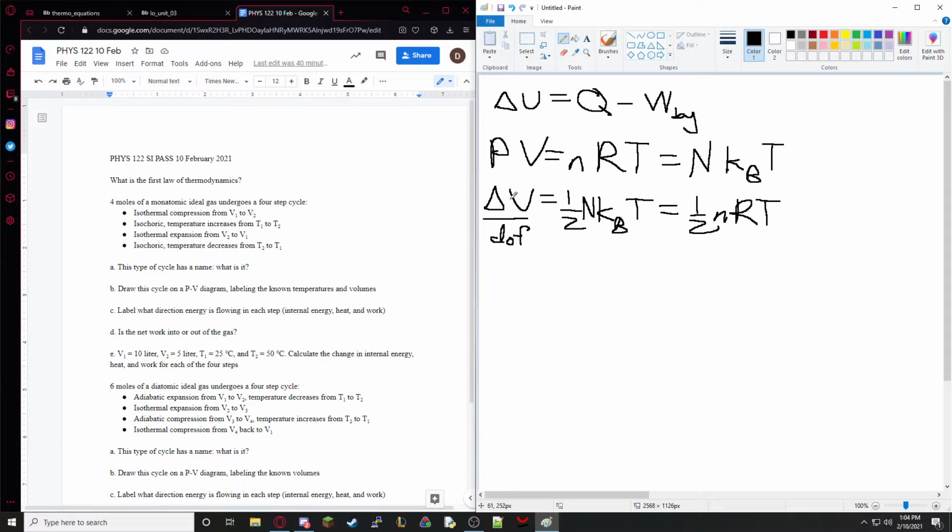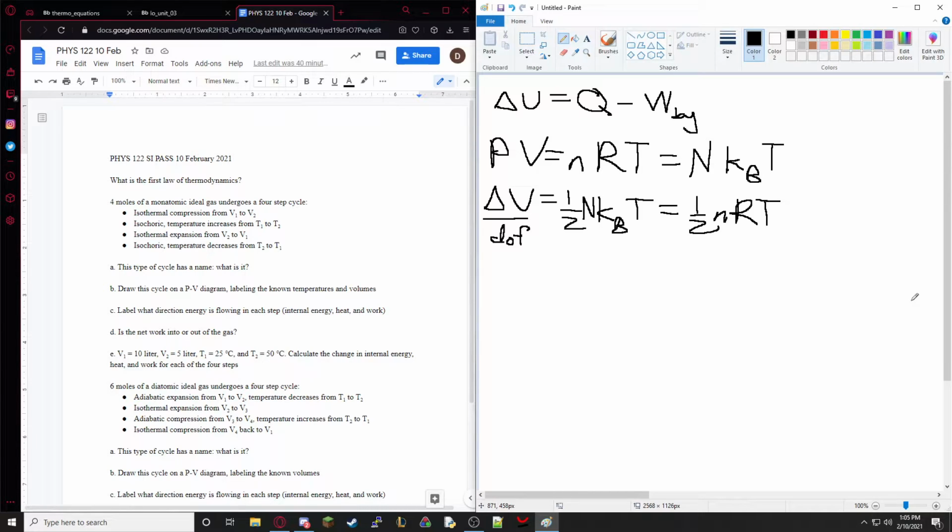And what's our degrees of freedom for most examples you'll see in this class? For monatomic gases, it would be 3. For diatomic gases, it would be 5. Exactly. And so now, what is the work done by the system? How can we relate that to the quantities in our ideal gas law?